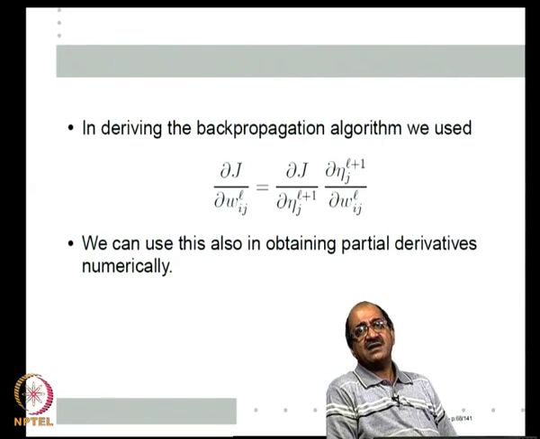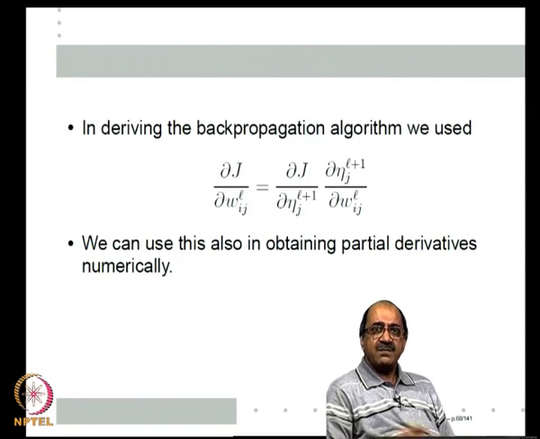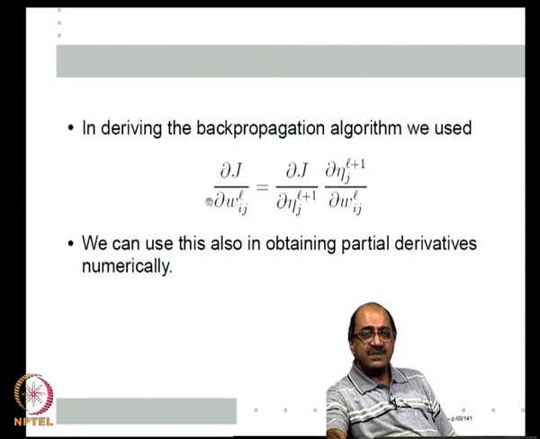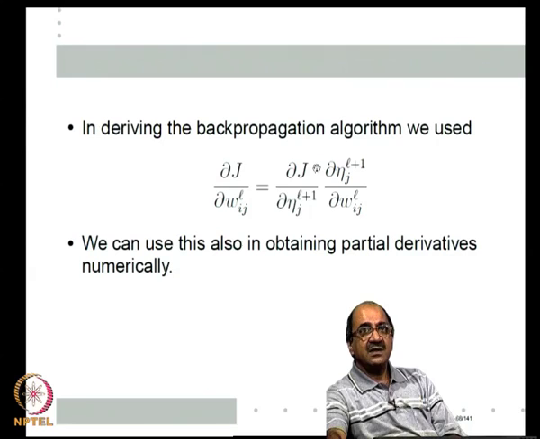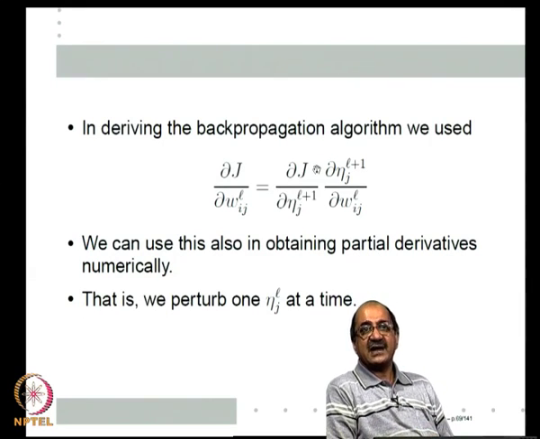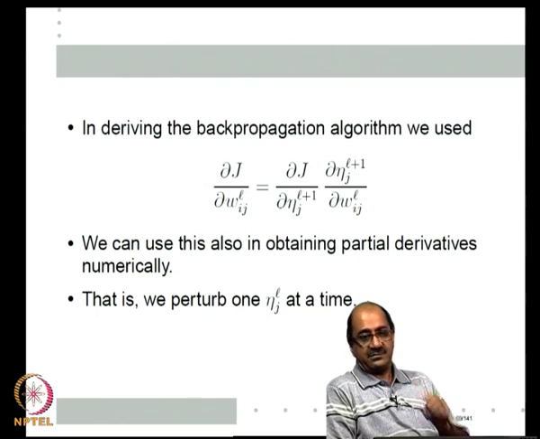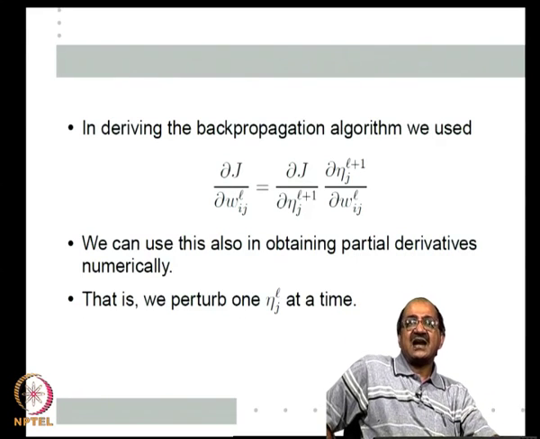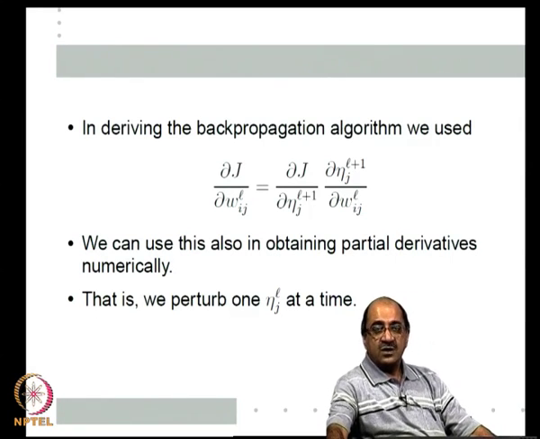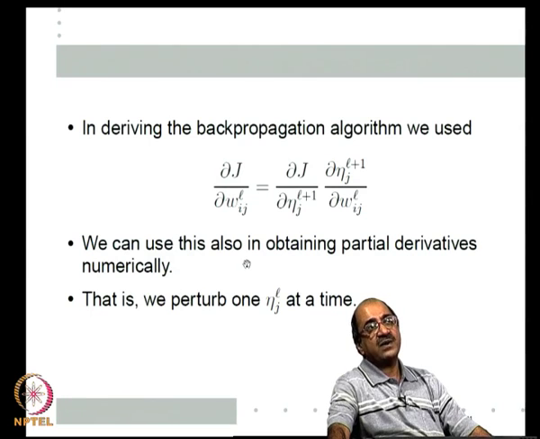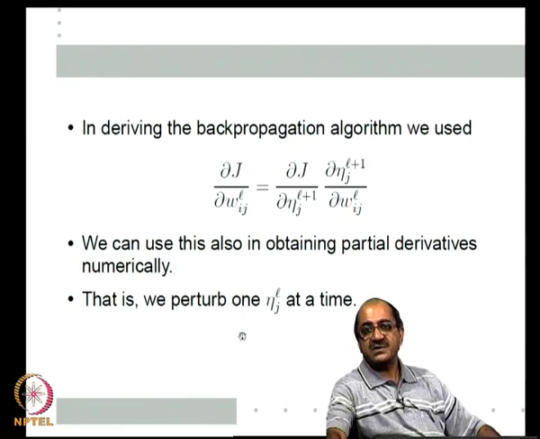We can do the same idea in partial derivatives numerically also. What does it mean? Instead of finding this partial derivative numerically, I will only find this partial derivative numerically. What does that mean? Instead of perturbing one Wij at a time, we perturb one Njl at a time. So, how many Njls are there? As many as there are nodes. There are ML nodes. So, for each node I have to perturb once, which means for each node I have to do one forward pass of computing the output of the network. So, how many times do I compute output now? Earlier I was computing the output of the network MW times. I need to do it only ML times.